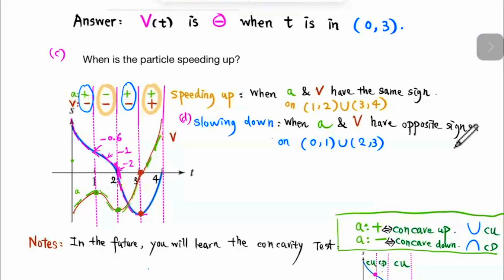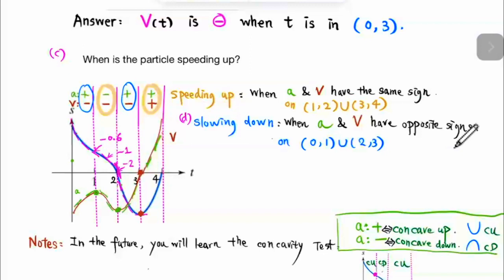Now we're looking at when the acceleration and the velocity have the same sign, and then the particle will be speeding up. So when would that be? It will be this one, right? So they will both have the negative sign. So corresponding to the time interval, it will be from 1 to 2. Okay, so from 1 to 2, the particle speeds up. And then here, acceleration and velocity have the same sign, both positive. And this corresponds to from 3 to 4. So from 3 to 4, the particle also speeds up.